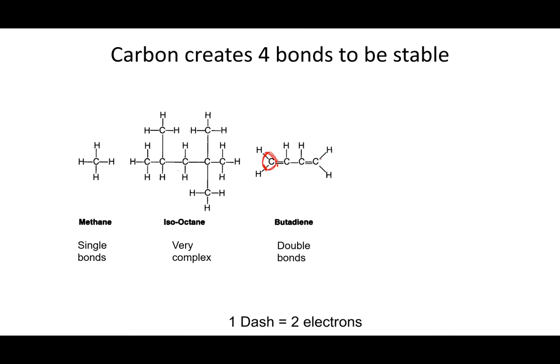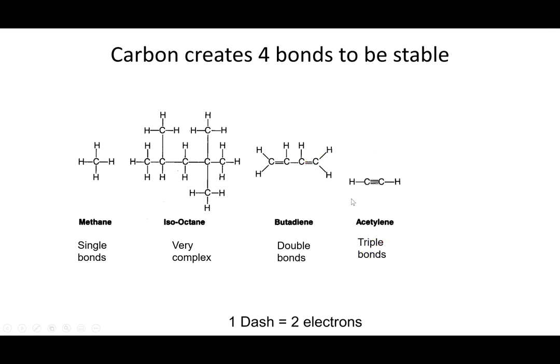Let's do the one over here. 2, 4, and because there's 2 lines there, 6, 8. Double bonds, right? Well, actually, it's right here. So 1 dash equals 2 electrons. So that means that 2 dashes equals 4 electrons. And if you were wondering, yeah, that's a stable butadiene. It is a stable molecule, right?